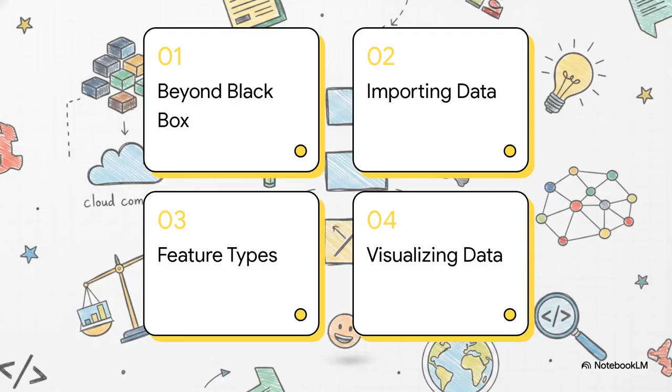So, to make sure we don't fall into that trap, here's our game plan. First up, beyond the black box. Then, importing the raw data. Third, structuring by feature type. And finally, summarizing and visualizing.